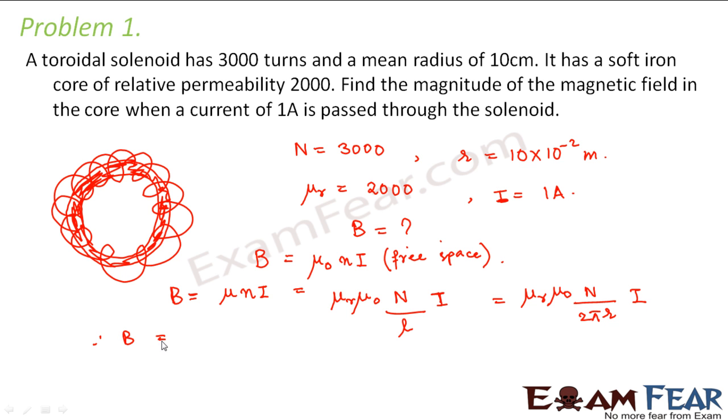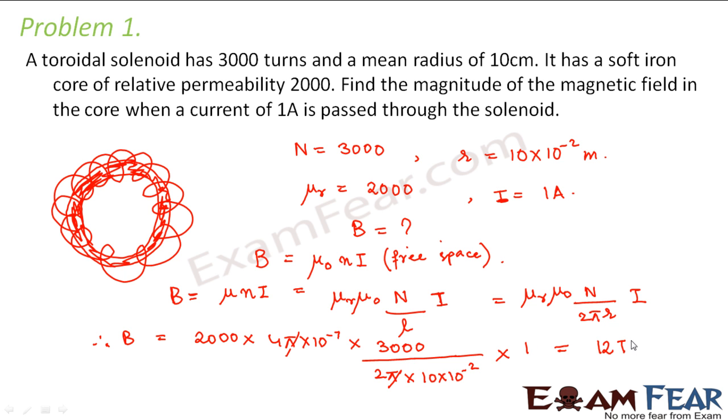So the magnetic field comes out to be mu r is 2000 into mu naught is 4 pi into 10 to the power minus 7 into N is 3000 divided by 2 pi into r is 10 into 10 to the power minus 2 into I is 1 ampere. So this pi and pi will get cancelled and this will come out to be 12 Tesla. This is the value of the magnetic field inside the core of the solenoid.